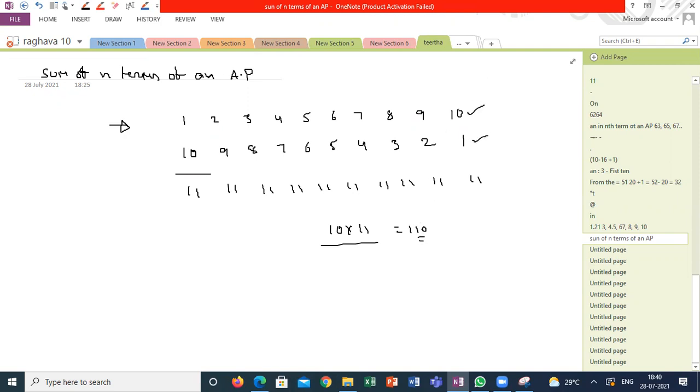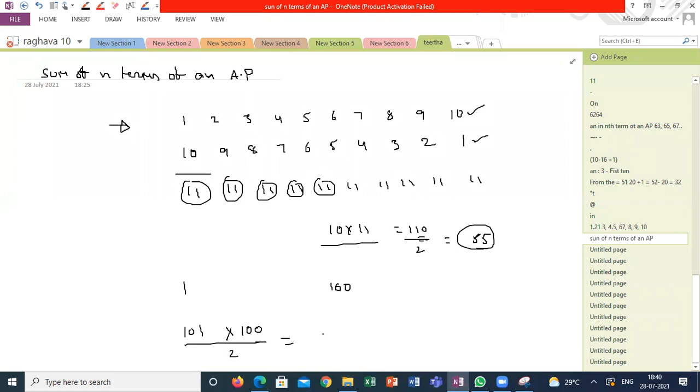But I wanted only the sum of 1 to 10. So 110 by 2 is 55. That means I'm reversing the series and adding each and everything, and I got one particular constant number. Even if I'm reversing 1 to 100, I will get 101, 100 times. So 101 into 100 divided by 2 is the sum of the numbers from 1 to 100. So this 100 says the number of terms.